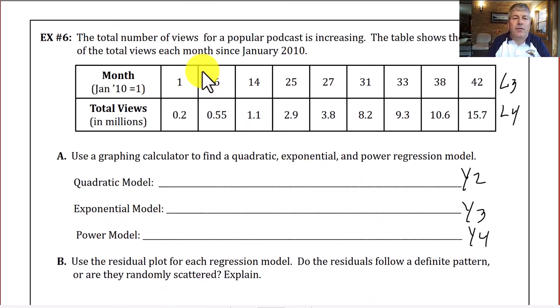In example 6, we're told that the number of views for a popular podcast is increasing, maybe it's Raph and the Meatballs. The table shows the estimates of the total views each month since January 2010. That would have to be like January of 2024 probably. But anyway, we're going to do this from 2010. So that gives us the months since 2010, and the total views in millions of our podcast. We'll put our data into L3 and L4, so X is in L3 and Y is in L4, and then we'll find a quadratic, exponential, and power model.